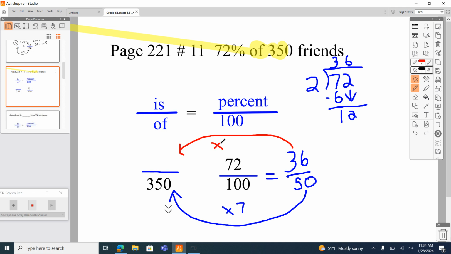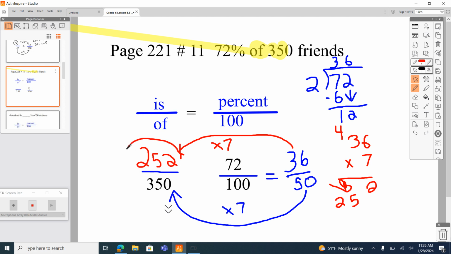Which means I'm going to go over to the side here, 36 times 7. 6 times 7 is 42. 7 times 3 is 21. 21 plus 4 is 25. Whoops. Let's try this again. 7 times 3 is 21. 21 plus 4 is 25. And so the answer is 252. So 72% of 350 friends is 252 friends.